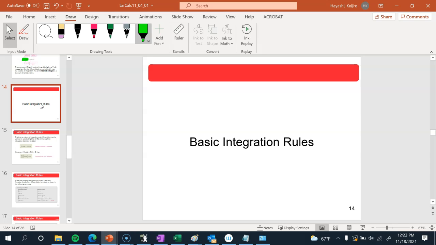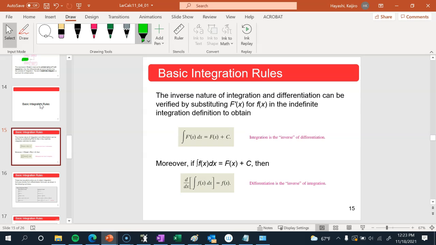So as I said before, if you can remember your derivative rules, you already know your integration rules. One thing to get out of the way before that, though, is just, you don't have to write this down, just know that integration and differentiation are inverse processes to one another. In the same way that multiplication and division are inverse to each other, or that addition and subtraction are inverse to each other, they are opposite operations of one another.